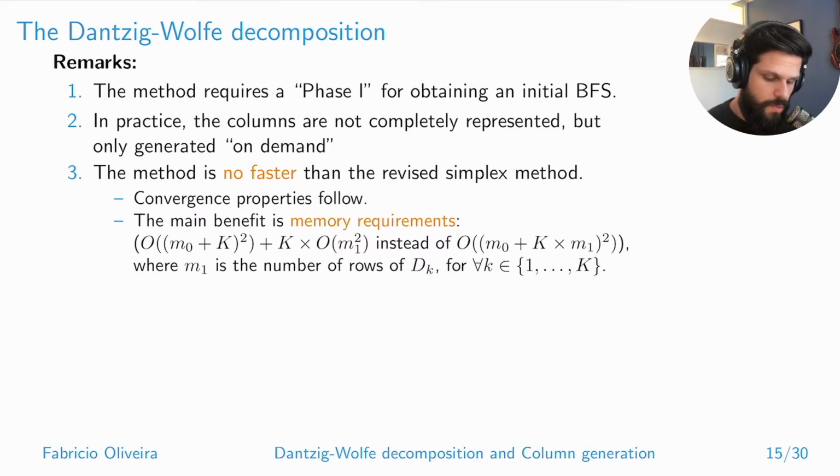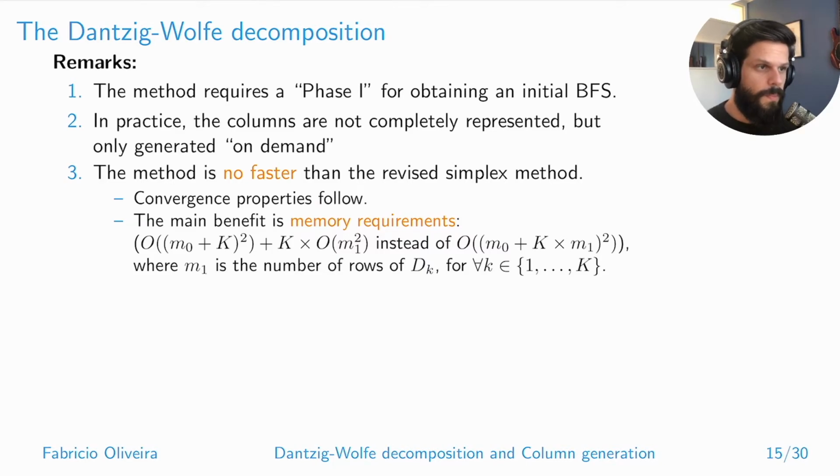And I think one important point to bear in mind is that you're not really generating the columns of every single extreme point and extreme ray, but you only generate them on demand as you keep finding negative reduced costs associated with them. So that's a lot of savings in terms of storage specifically. But clearly, because this is just a variant of the revised simplex method, you shouldn't expect it to have better convergence properties than the revised simplex method itself. The main benefit arising from this approach is related to memory requirements.